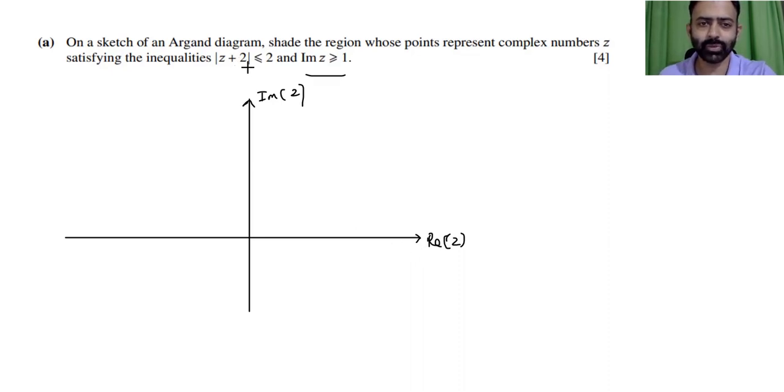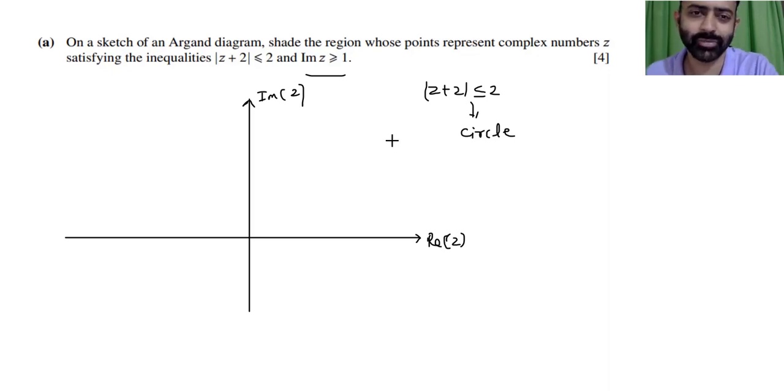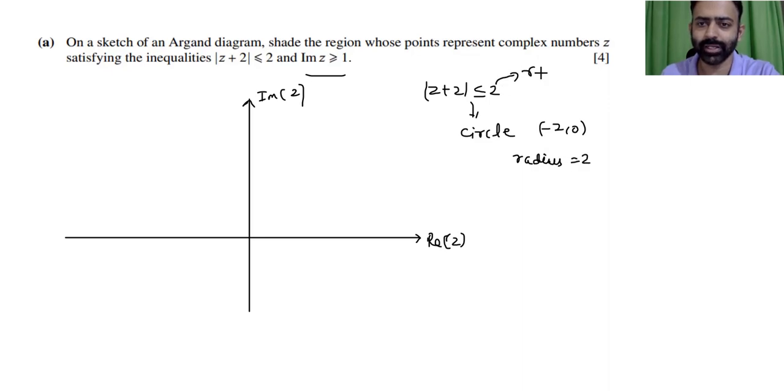And modulus of z plus 2 less than 2. Basically this is a circle, and I have already told this in the lectures. Those who don't have any idea how we can say this is a circle, please do watch my lecture videos on YouTube. So this is a circle with center minus 2 comma 0 and its radius is 2. So this is basically the radius and minus 2 comma 0 is the center.